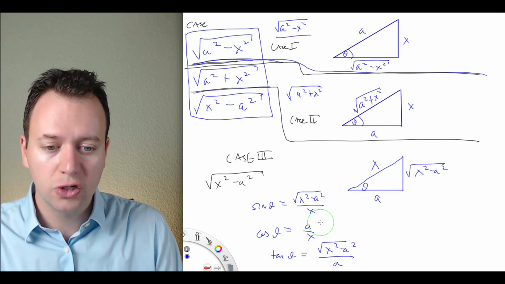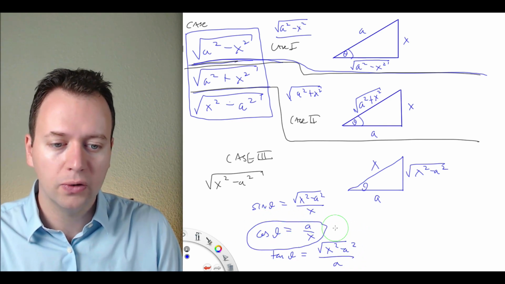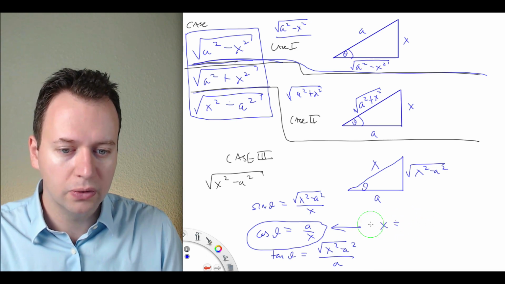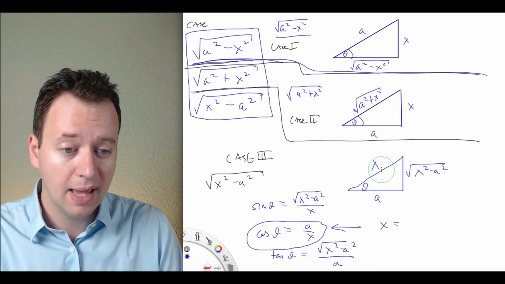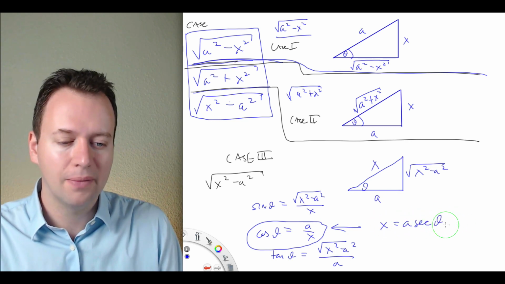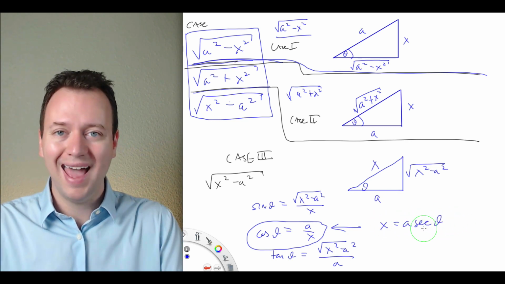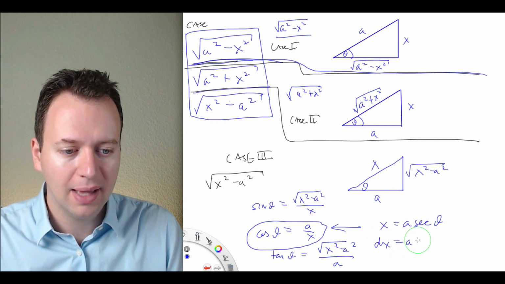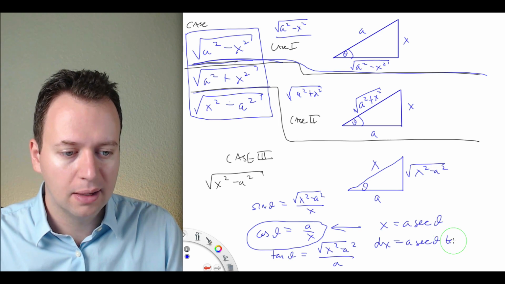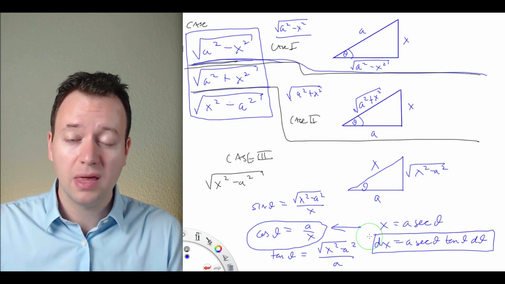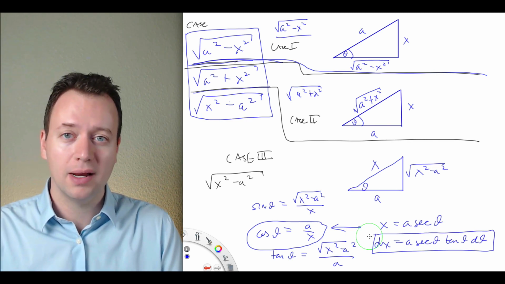So the relationship we use to find our differentials is the second one. Here we can write, since cosine is a over x, x is equal to a secant theta. I cross multiply to get x as a function of theta. Therefore, in this case, dx is equal to a secant theta tangent theta d theta, because remember, the derivative of secant theta is secant theta tangent theta.